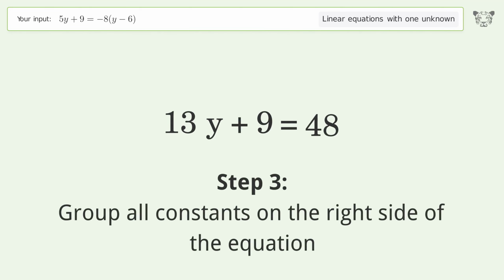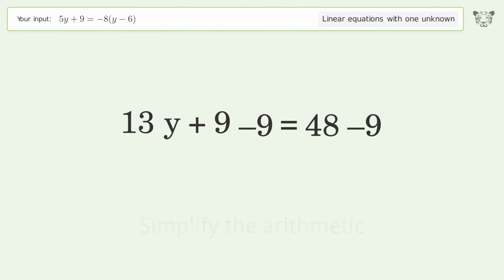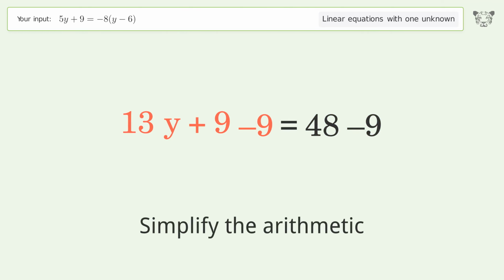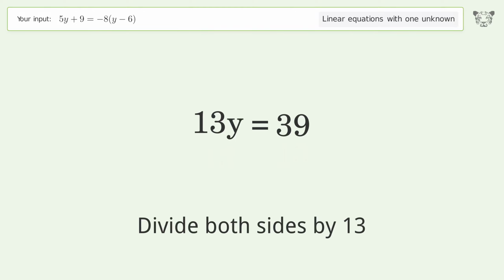Group all constants on the right side of the equation. Subtract 9 from both sides. Simplify the arithmetic. Isolate the y. Divide both sides by 13.